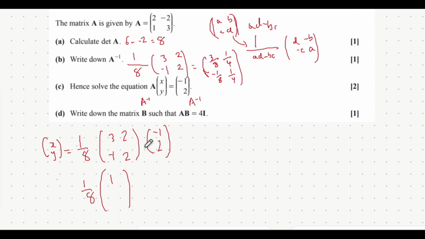Minus 1 times minus 1 is 1. 2 times 2 is 4. 1 plus 4 is 5. So that can be written as, 1 eighth times 1 is 1 eighth, and then 5 eighths. Perfect. Let's now move on to part D.